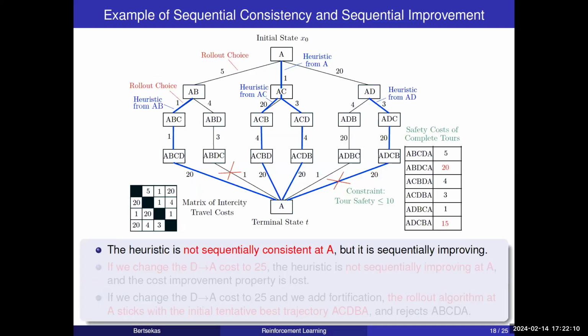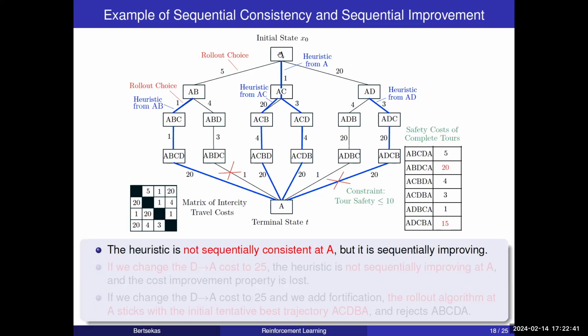Okay, so let's look at whether this heuristic we looked at before is either sequentially consistent or sequentially improving. Well, I already pointed out that it's not sequentially consistent. But is it sequentially improving? For this, we have to verify two things. That at any partial tour that rollout would consider, the set of trajectories that you can generate from that partial tour is non-empty. And this is easy to verify.